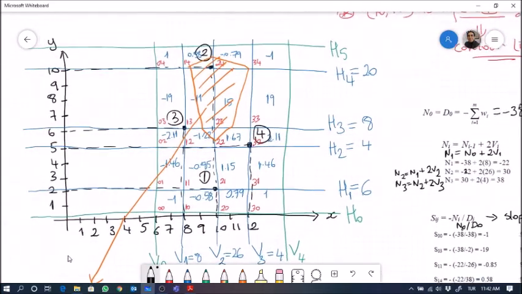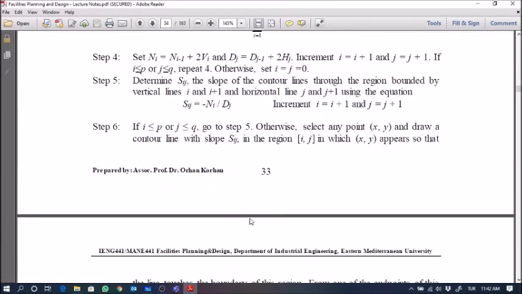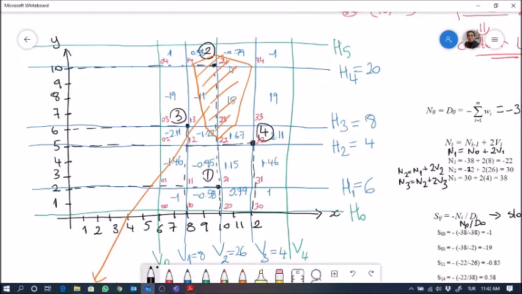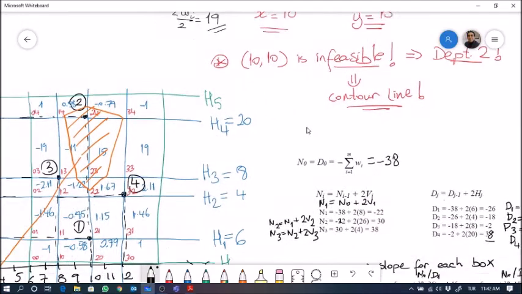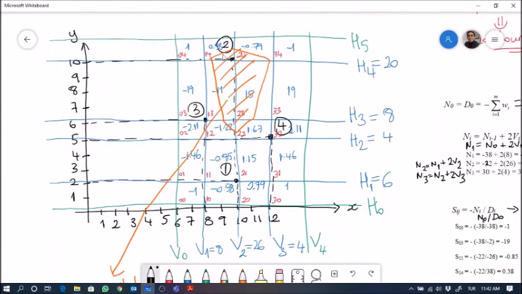Now, the next step here in our algorithm is actually to select the infeasible optimal location. What was that? 10, 10. And around this infeasible optimal location, we are going to choose any box. So starting from 10, 10, let's say in this box labeled 1, 4.